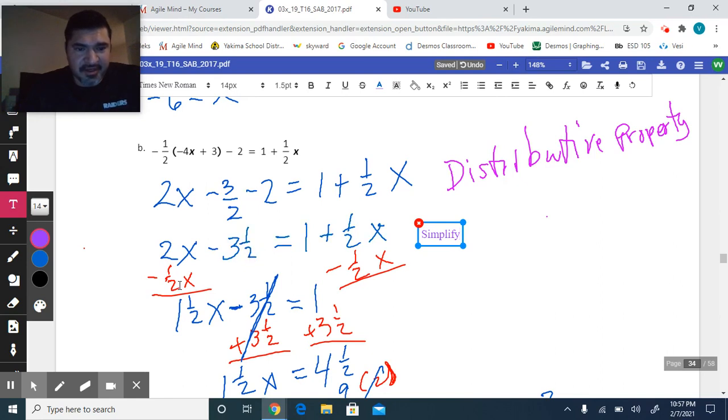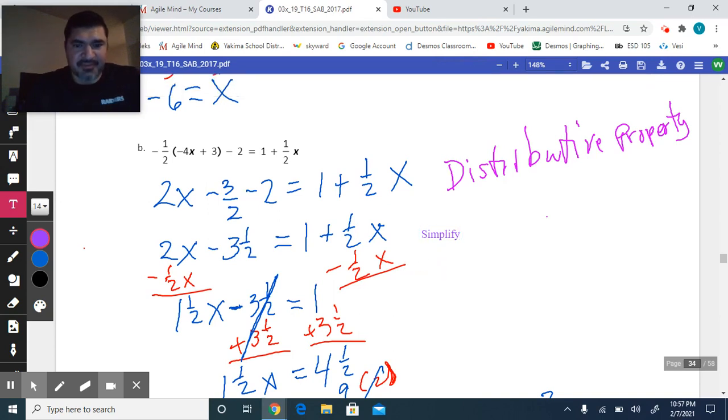Okay, and then here, what did I do here? Notice I did something on both sides. Okay, I subtracted on both sides. That is called subtraction property of equality.